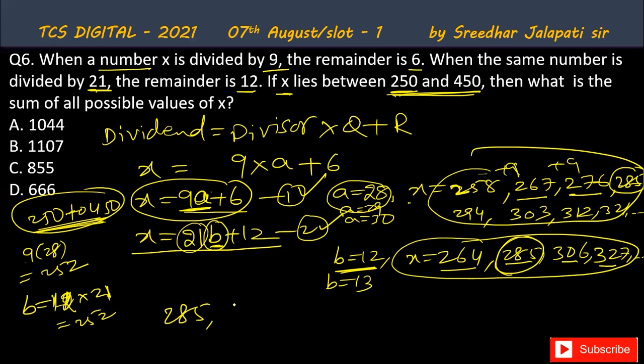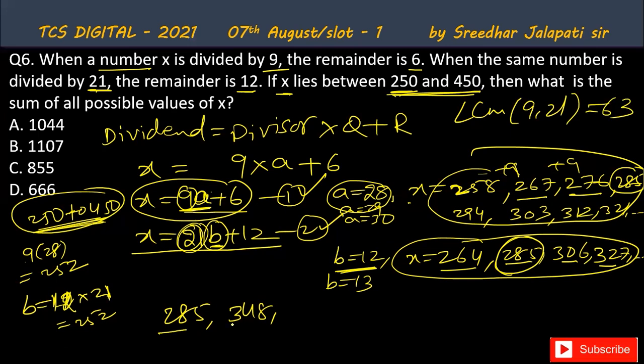285. After that, what will you get? 306, right? Are we getting 306? No. Next, you will get 348. How will you find out here? See, this is a multiple of 9, this is a multiple of 21. What is the LCM of 9 and 21? 63. So that means for every 63, this number satisfies the condition.